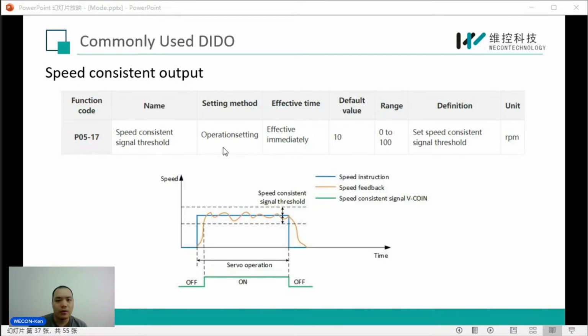Why do we need these parameters? Because in actual situations, it is impossible for the motor to keep a precise constant speed. If we set these parameters to 0, the reach signal will change frequently. So this will influence our judgment. We need to set these parameters.